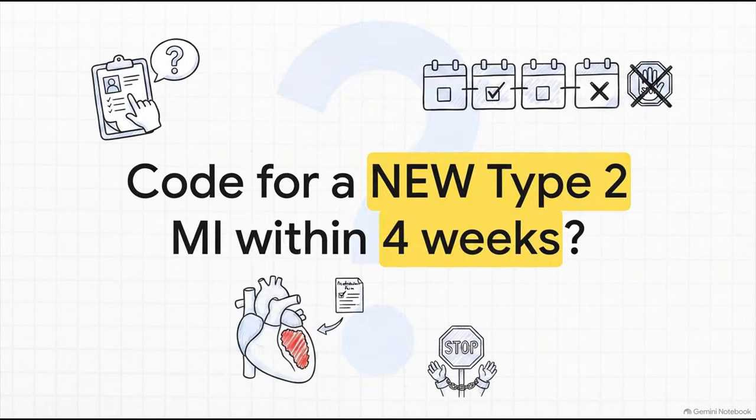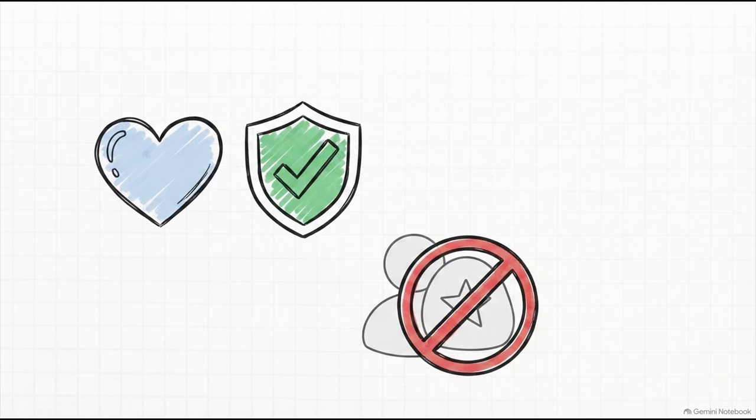Last one, case C. What code should be assigned when a patient is readmitted with a new type 2 acute MI occurring within 4 weeks of a previous acute MI? This is a huge trap that so many coders fall into, so let's test your memory on those strict exclusion restrictions we covered earlier. And here's the answer.